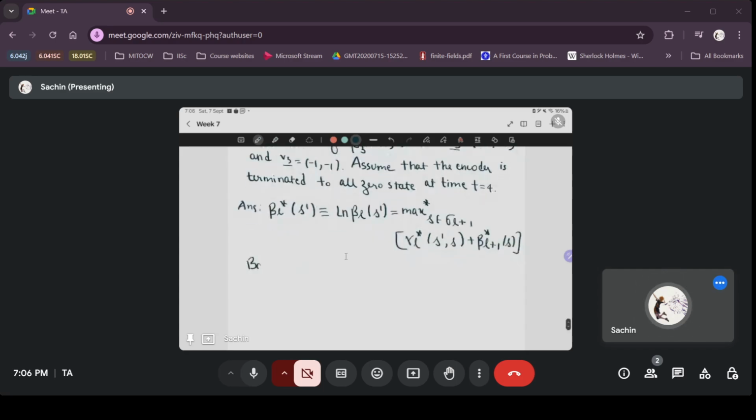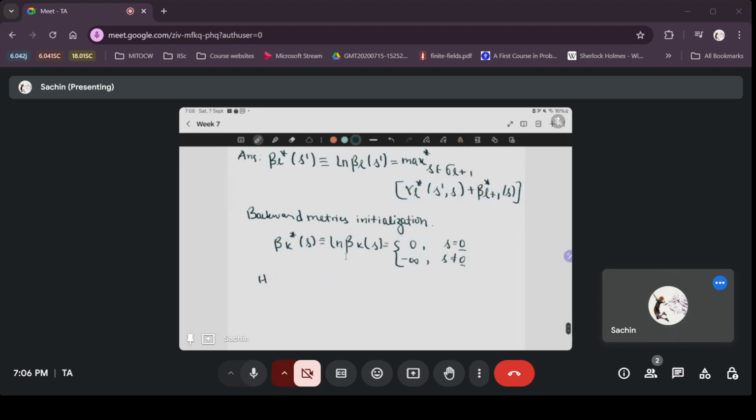Now backward matrix initialization. Beta k star is log of beta k of S. It is 0 if the state S is the all zero state, and minus infinity if the state is not the all zero state. So here the algorithm terminates at t equal to 4, so k is 4.